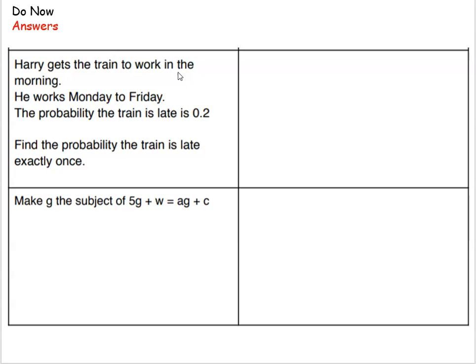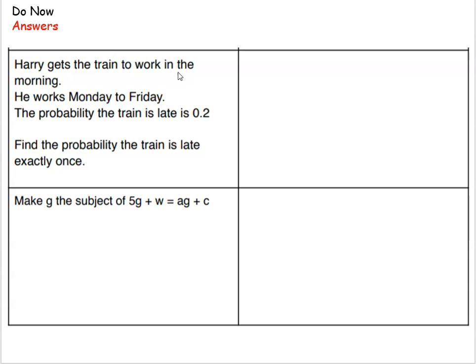So Harry gets the train to work in the morning. He works Monday to Friday. The probability the train is late is 0.2. Find the probability the train is late exactly once. Okay, so in terms of this question, you need to think there's 5 days in his working week, and we want to find the probability the train is late exactly once.